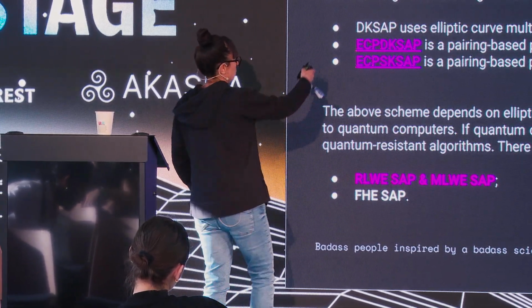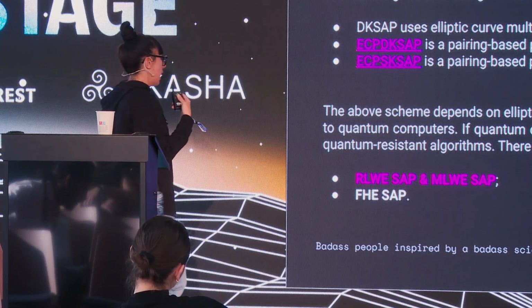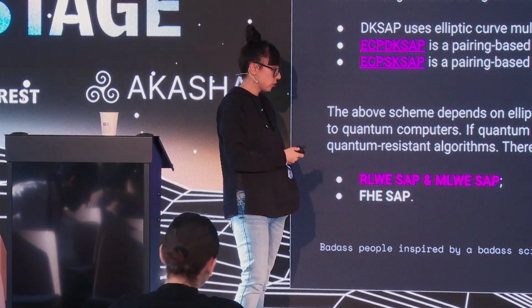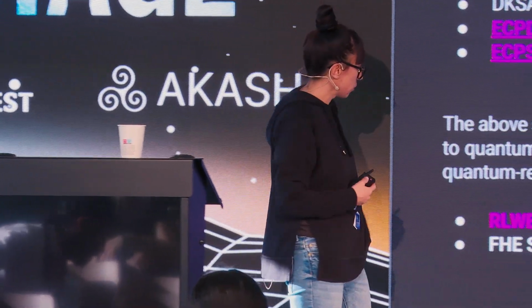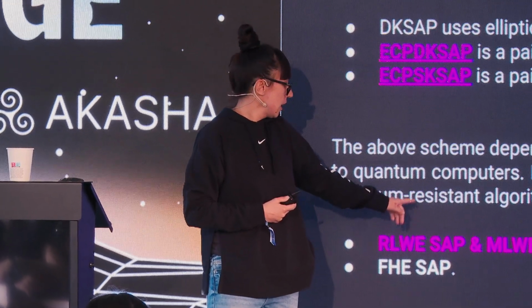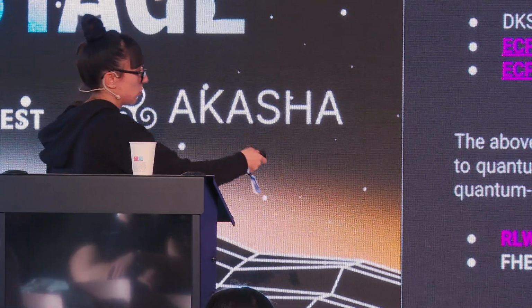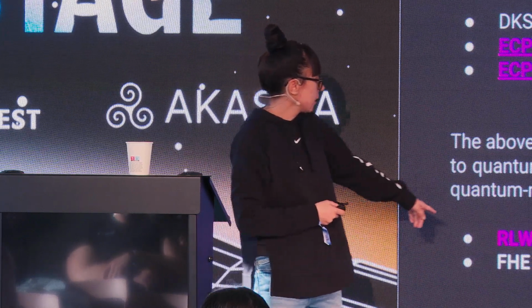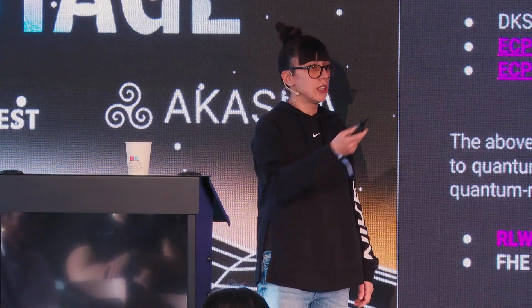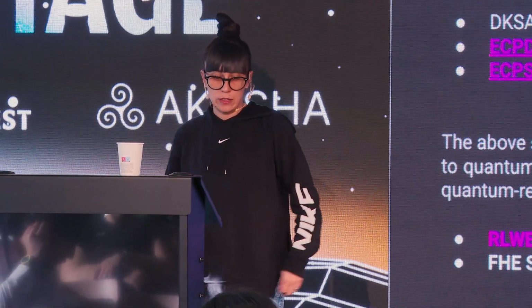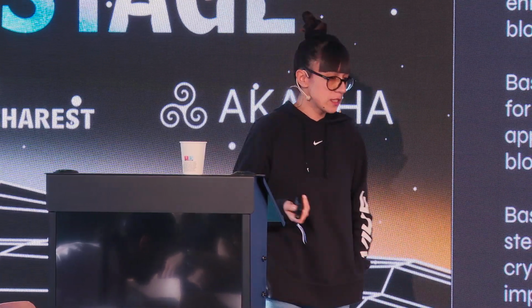But all these protocols that we talked about before are not quantum resistant. So we want to research protocols that are post-quantum. So we were researching, and we obtained 2 protocols: ring learning with errors stealth address protocol and module learning with errors stealth address protocol, that are post-quantum stealth address protocols. And there is also a different approach. We can use fully homomorphic encryption in order to obtain this post-quantum property.